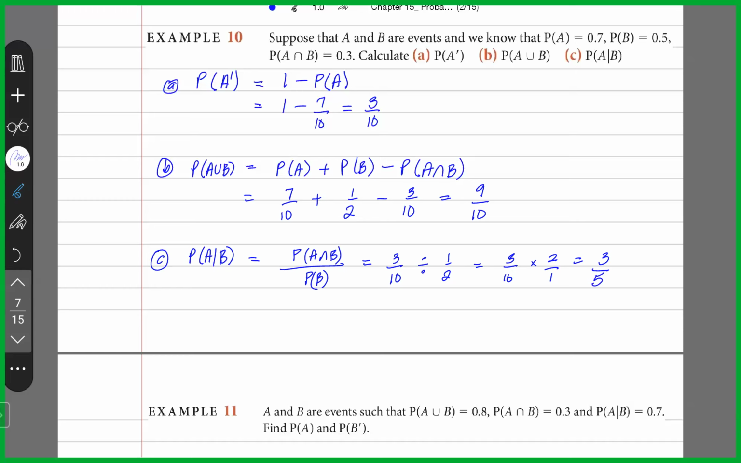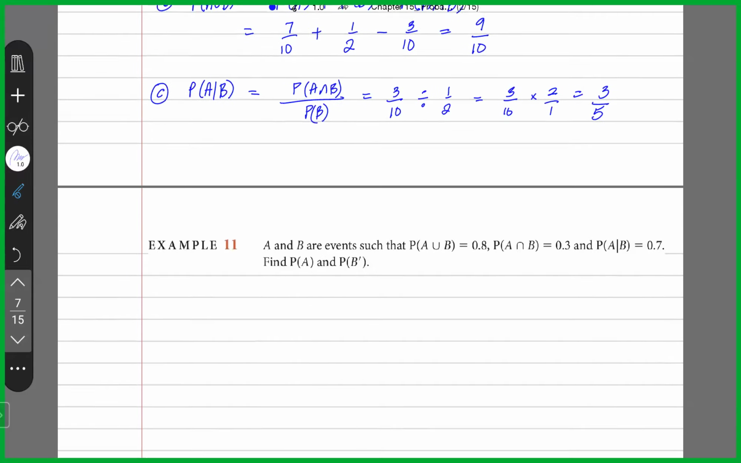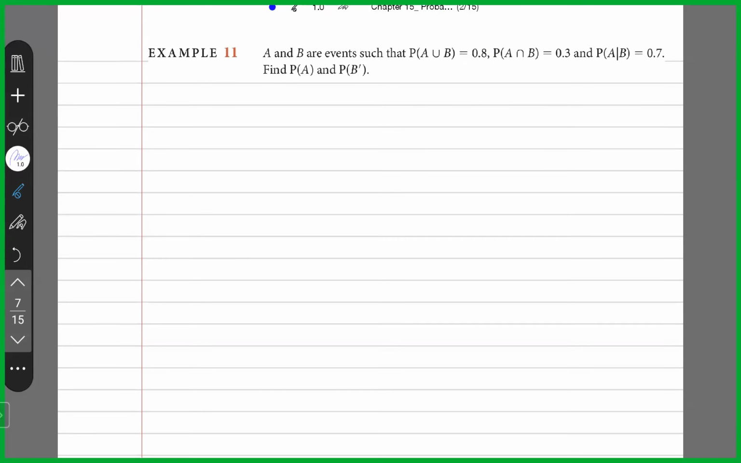All right, let's move on to, sorry, to 11. All right, so in 11, we are told that A and B are events such that the probability of A union B is equal to 0.8. The probability of A intersect B is equal to 0.3. And the probability of A given B is equal to 0.7. We're to find the probability of A. All right, we're going to do that now.